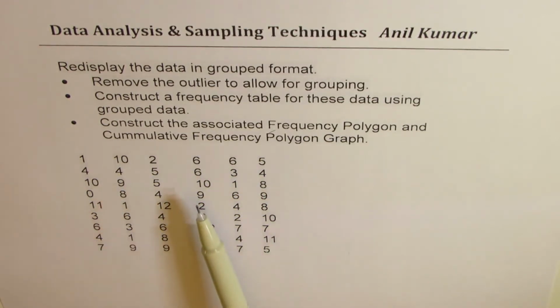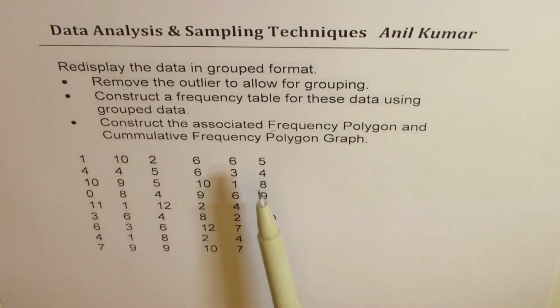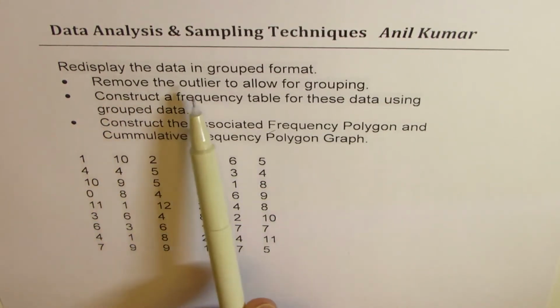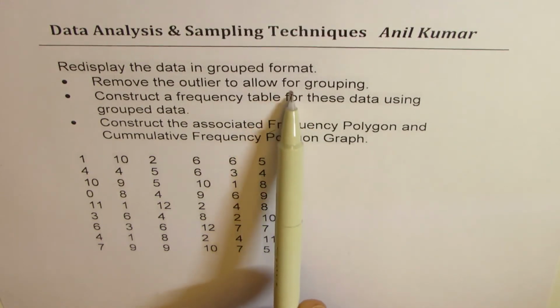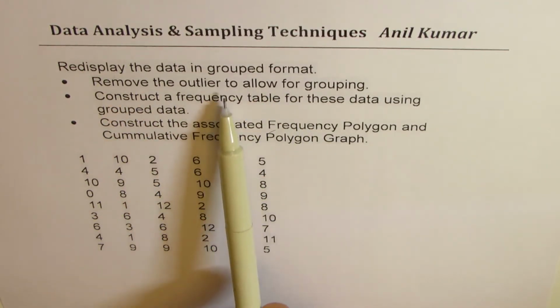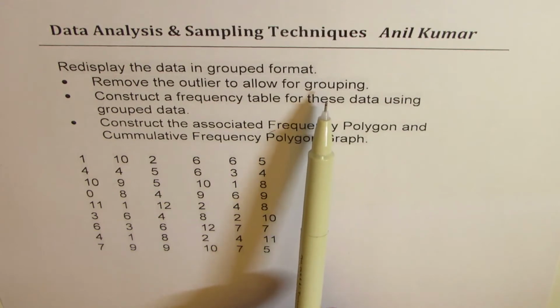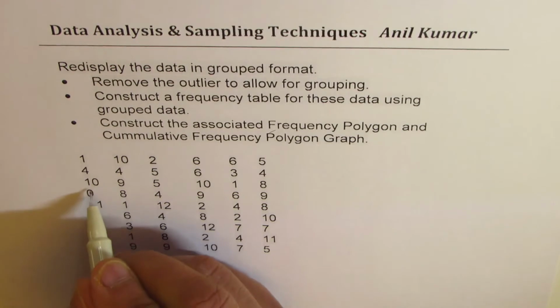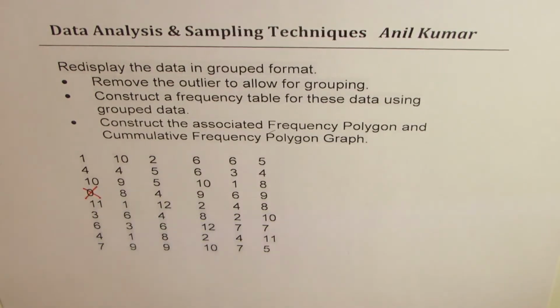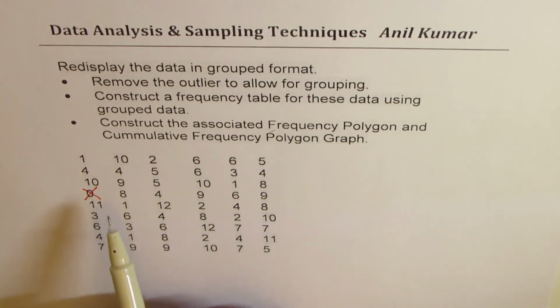This time we have to group the data, but before that we have to remove the outlier to allow for grouping. So that is an important criterion. Whenever you group data, you have to remove the outliers. In this particular case, I'll consider 0 to be an outlier. So I'm going to remove this from the data. Number of hours studied per week is 0, and that is not acceptable to the teacher also.